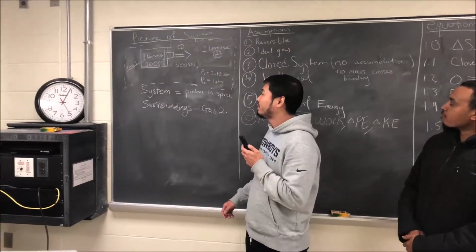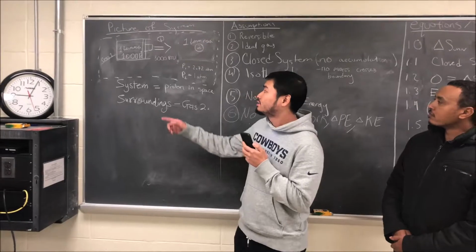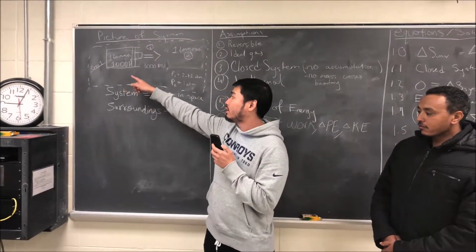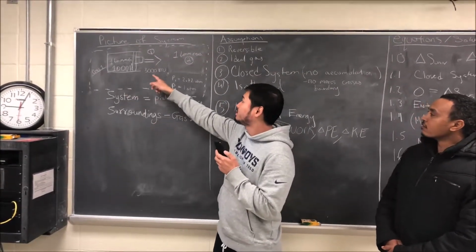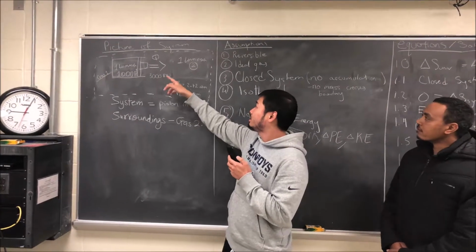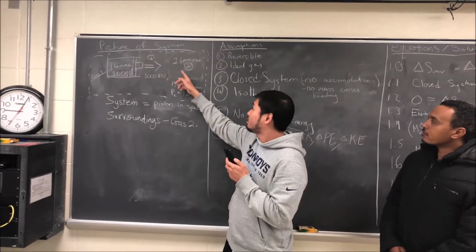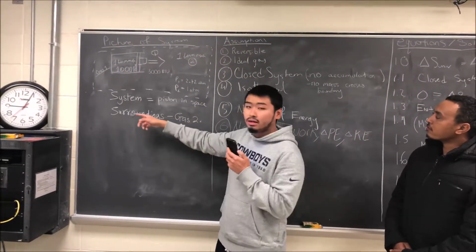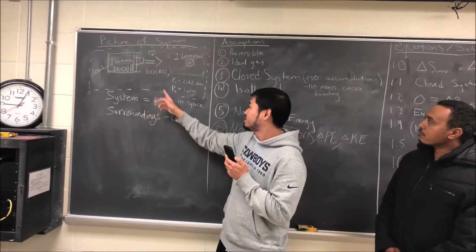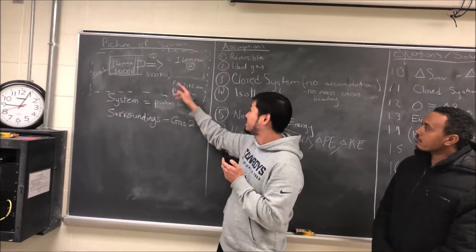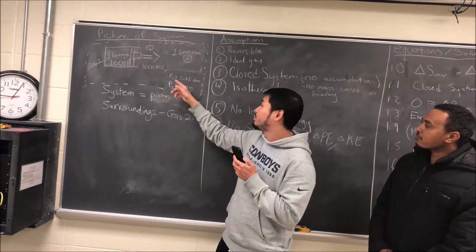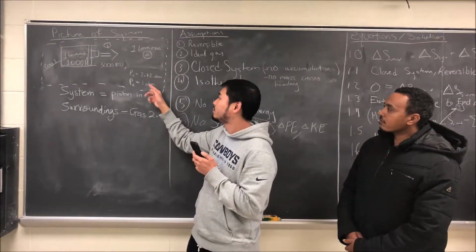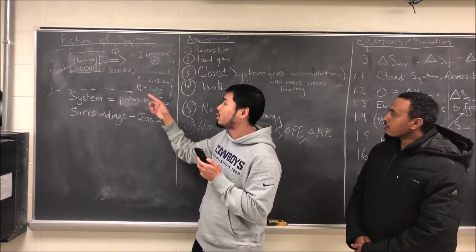So we started out with a device that is getting compressed. This consists of a 1 pound mole and 1,000 Rankine. It's compressed and loses 3,000 BTU of heat into the surroundings. So we named the system as the piston and the surroundings as gas 2. And we're given P1 equals 2.72 ATM, P2 equals 1 ATM from the problem.